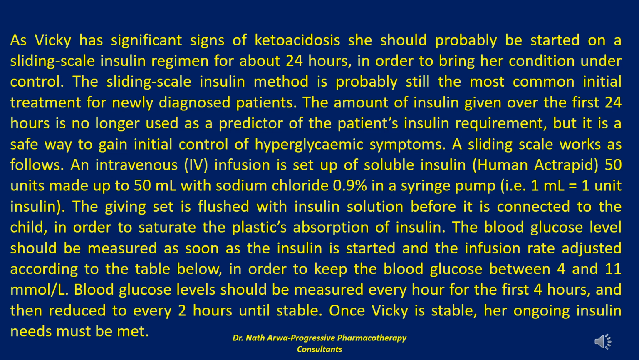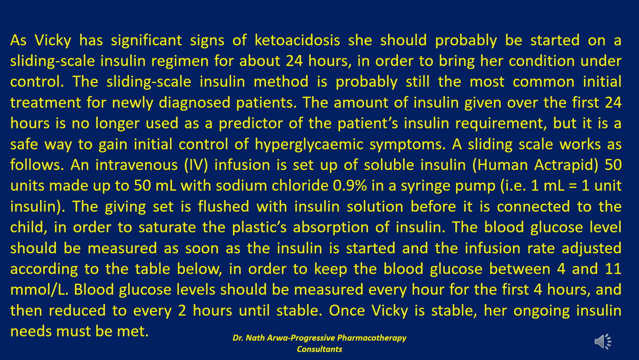An intravenous (IV) infusion is set up of soluble insulin, that is human Actrapid, 50 units made up to 50 ml with sodium chloride 0.9% in a syringe pump, i.e. 1 ml is equal to 1 unit insulin. The giving set is flushed with insulin solution before it is connected to the child, in order to saturate the plastic's absorption of insulin.